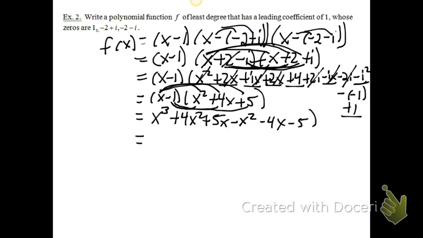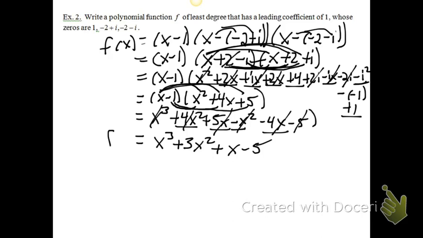Let's add the like terms, and I think we're done. x cubed. And then 4x squared minus x squared is going to be plus a 3x squared. Let's cancel all those out so we know we're done. 5x minus 4x is just a nice plus x. Done with those guys. And then copy down the minus 5. And that is our function.